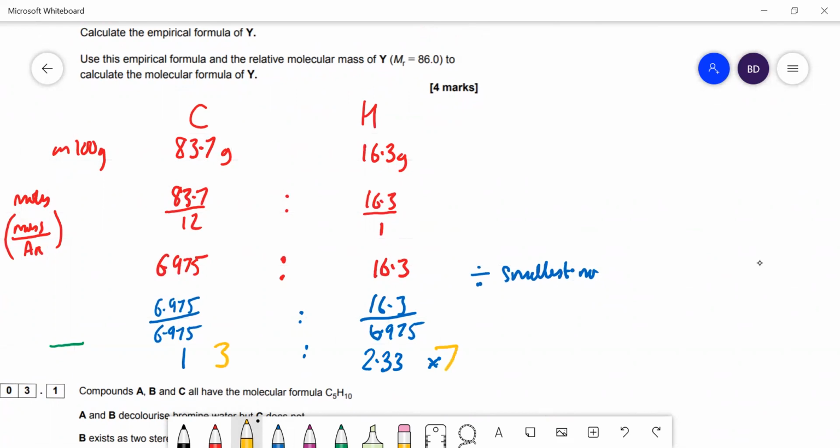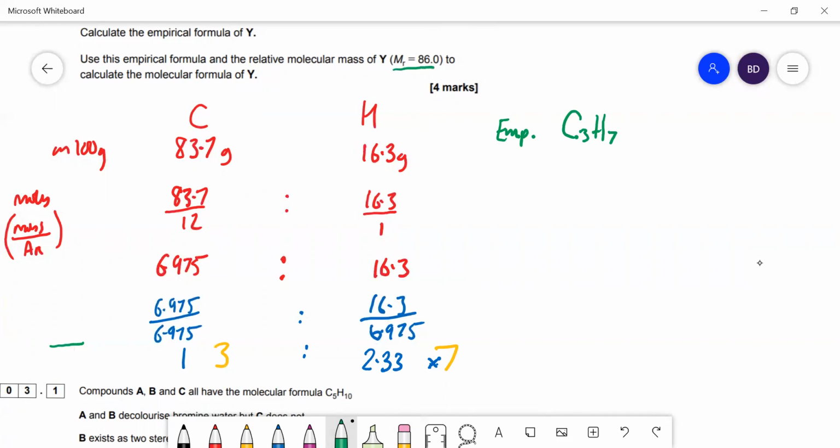Okay, so the empirical formula is, that's the simplest ratio, C3H7. Now, you know you can't have a compound of that formula because there's a wrong number of hydrogens to carbons. And it also tells us that the MR is 86.